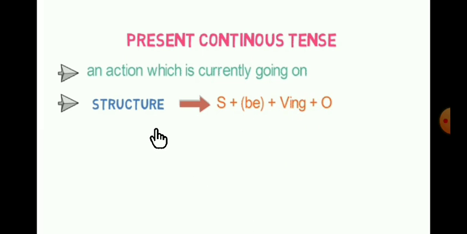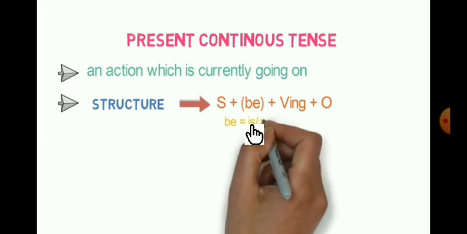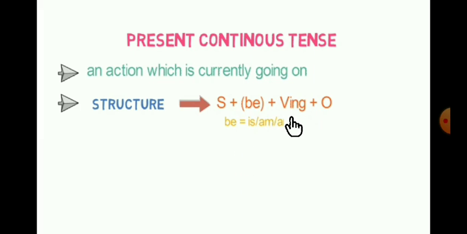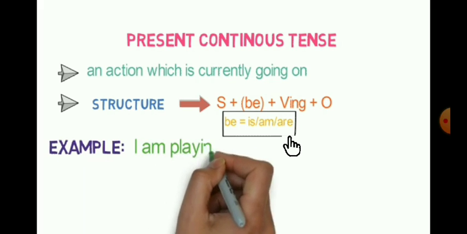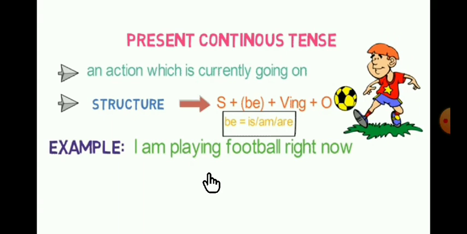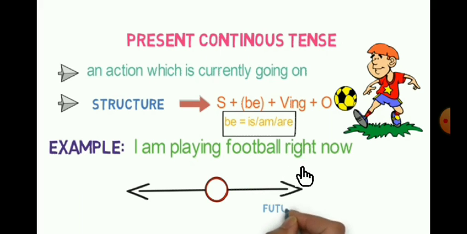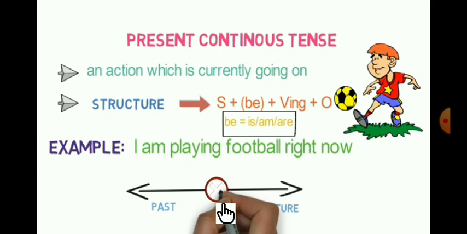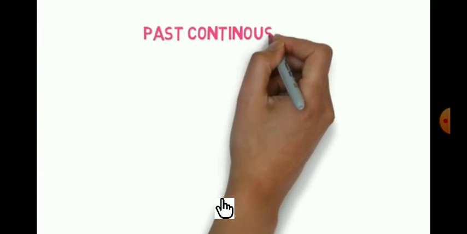Understood? So the sentence structure here is subject plus be form of the verb plus verb in the form of ing plus object. What is the be form of the verb? Is, am, are. So just take a note of it. Be form of the verb is, am, are. So here we have an example: I am playing football right now. I plus am plus playing football right now. So the action timeline is, he's playing in between the circle at present time. So he's doing it now. So it is in the manner of continuous.